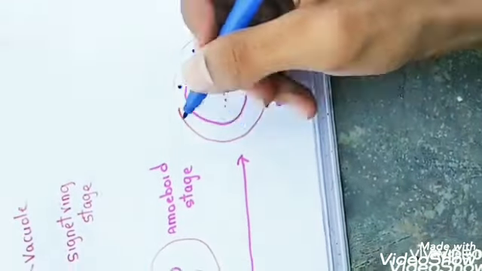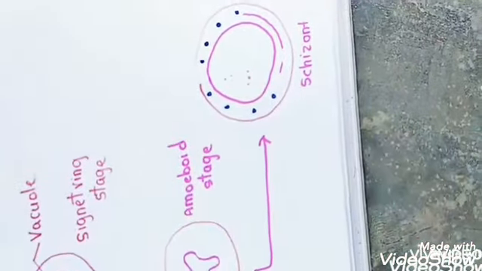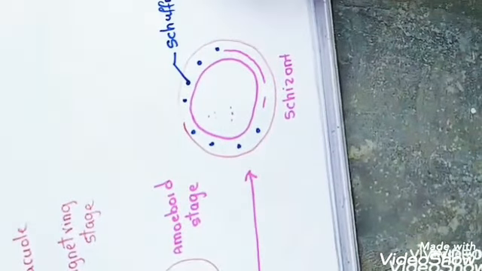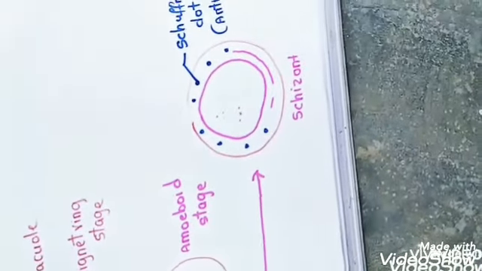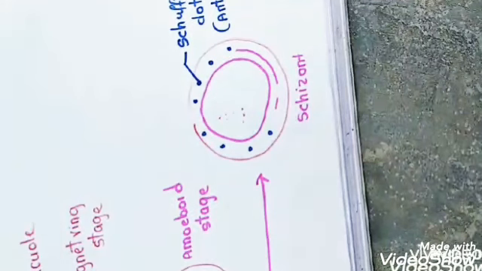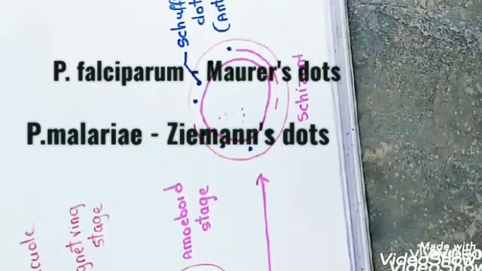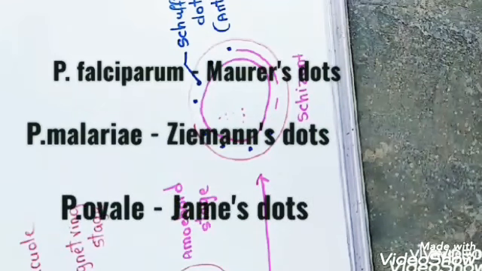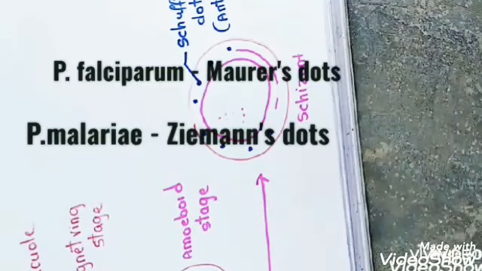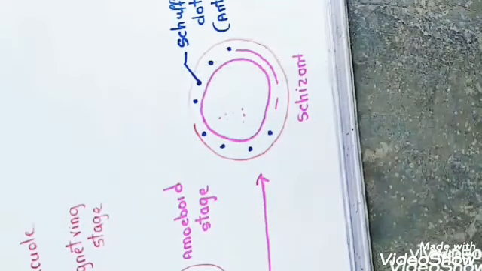Now in this stage, you are going to see some weird dots on the RBC. These are referred to as Schuffner's dots, which are believed to be antigens. But not all the dots are the same. Those of falciparum are called Maurer's dots, those of malariae are called Ziemann's dots, and those of ovale are called James's dots. These are all antigens released by the Plasmodium.